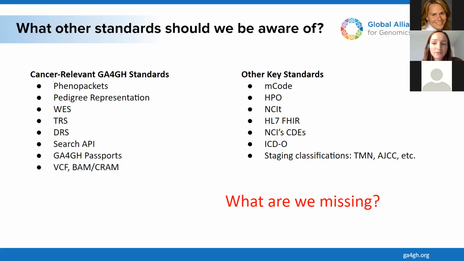And then what other standards should we be aware of? We have a listing of what we see as some of the more cancer-relevant GA4GH standards. But of course, there are other really important standards out there that are not within our own remit, things like MCODE, like HPO, like NCIT, staging classifications. So again, is there anything here that we seem to be missing?